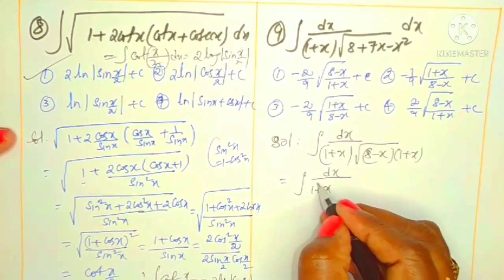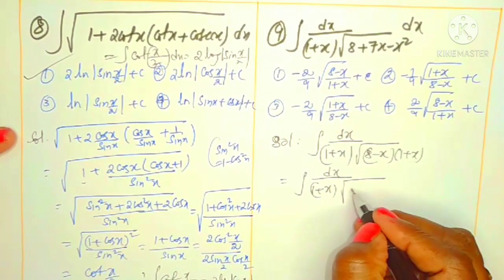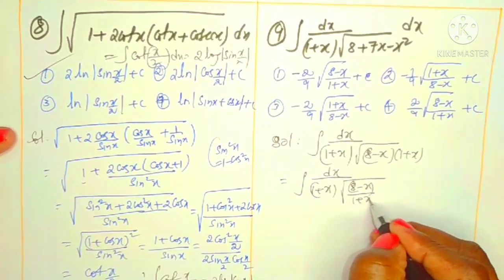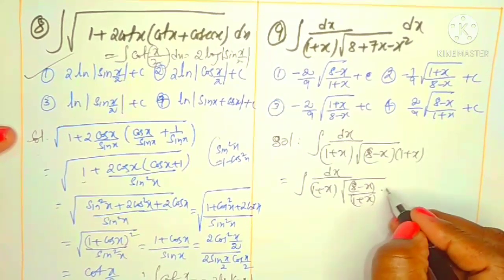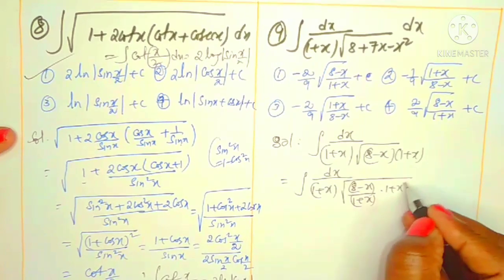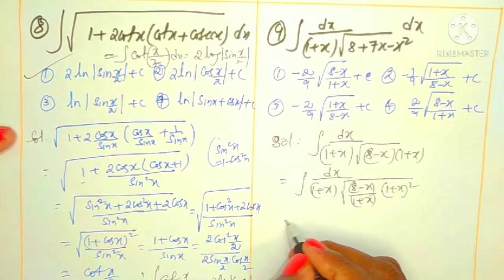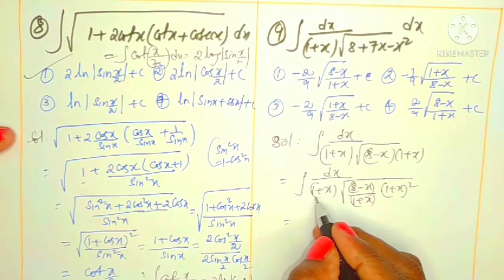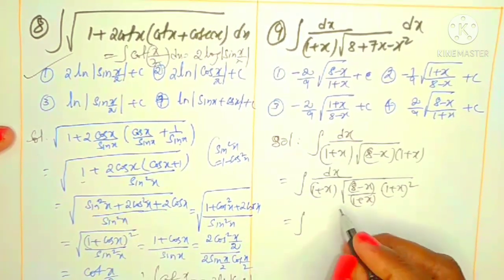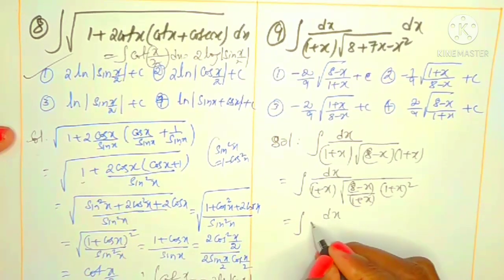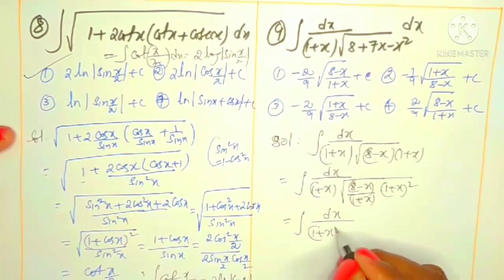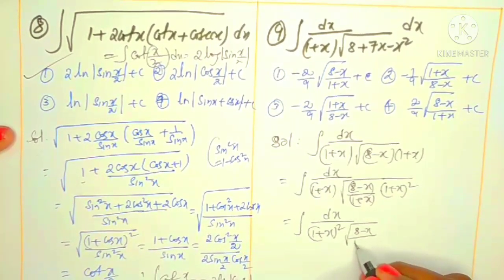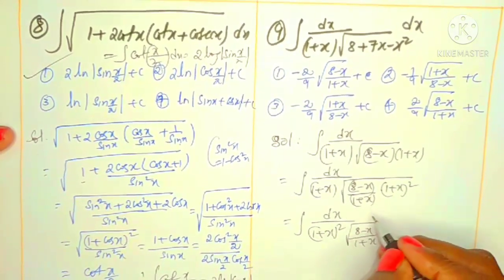1 plus x is as it is. Here divide and multiply with 1 plus x, that is 8 minus x by 1 plus x, multiply and divide under root means what? Here 1 plus x whole square will come. Okay, next step. You know under root 1 plus x whole square is 1 plus x. 1 more 1 plus x is there outside. That is dx by 1 plus x whole square into under root over 8 minus x by 1 plus x. Right?